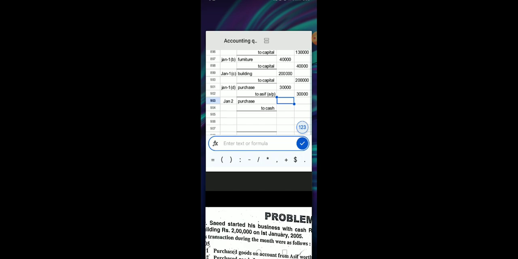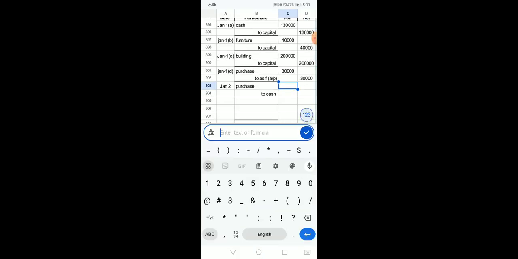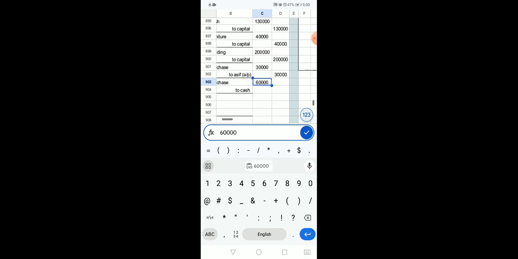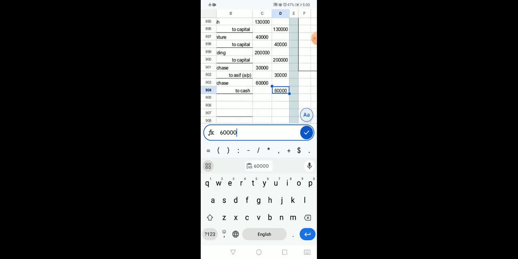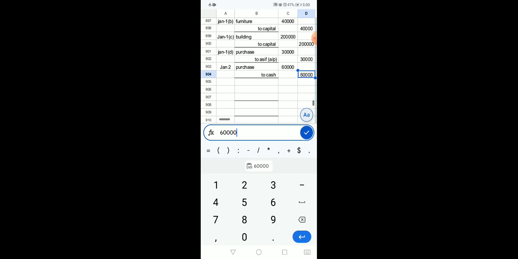How much worth of goods have you purchased in the second entry? It is 60,000. Write down 60,000 on the debit side, and you are going to write the same amount on the credit side as well. This way you have completed January 2. What is the next date? After January 2 we have January 3.